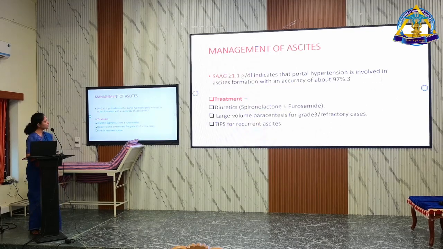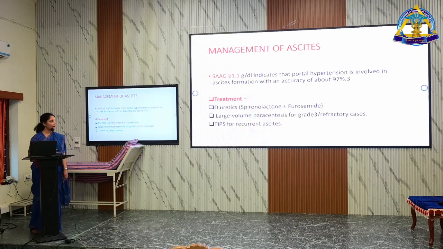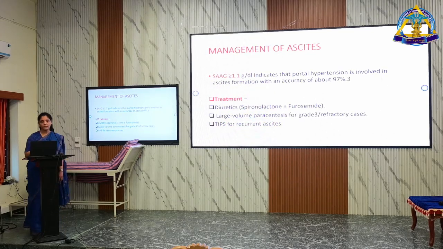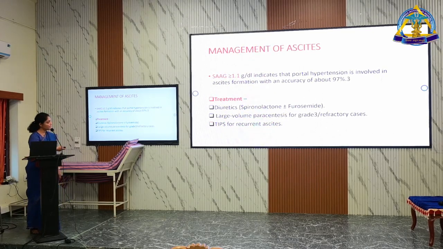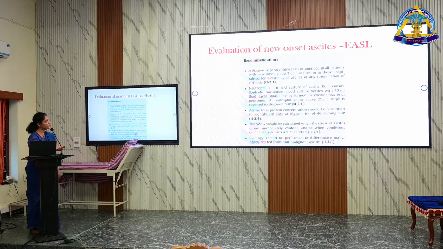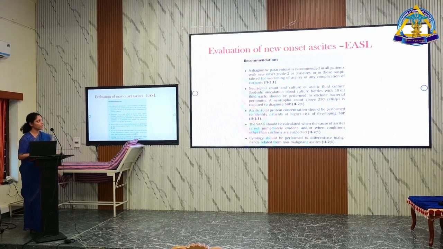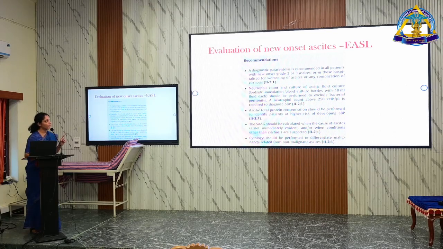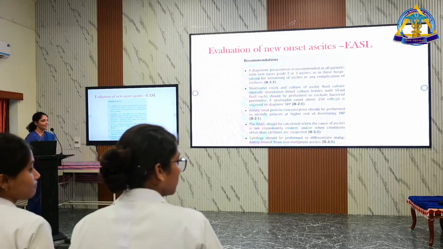In grade 3 ascites, or in refractory cases where the patient is not responding to doses of diuretics, you go for a large volume paracentesis. For recurrent ascites, as we said, TIPS is an option. So this is the grading. How do you evaluate? Diagnostic paracentesis is recommended in all patients with new onset grade 2 or grade 3 ascites, and in those hospitalized for worsening of ascites or due to any complication of ascites.